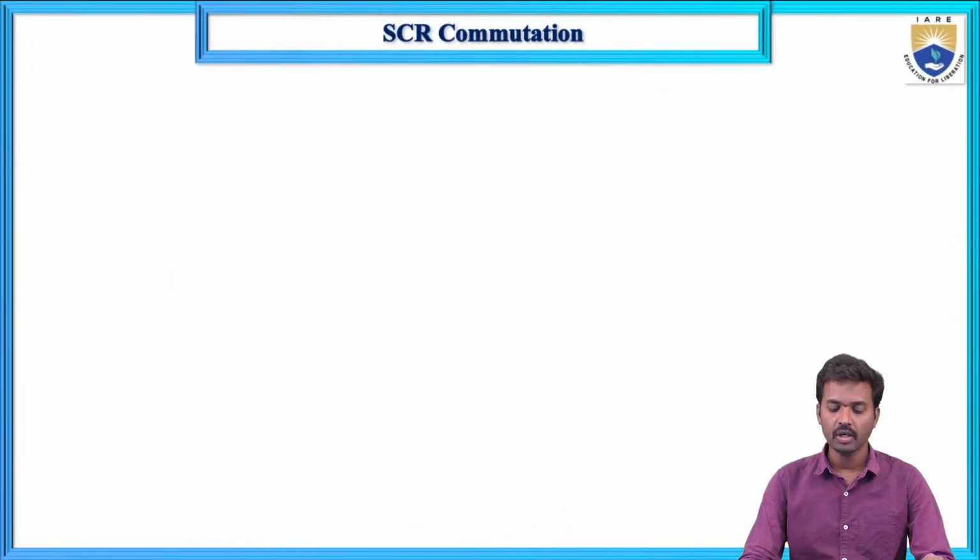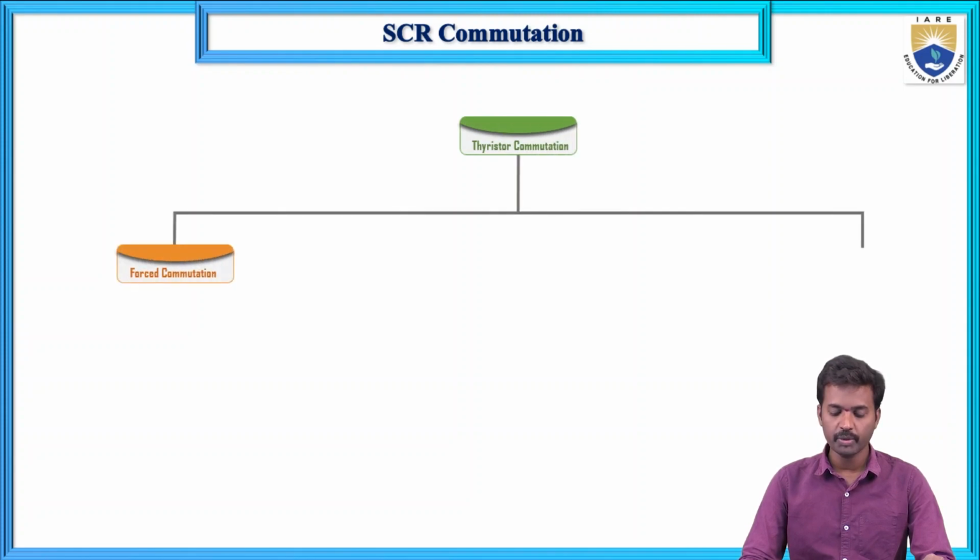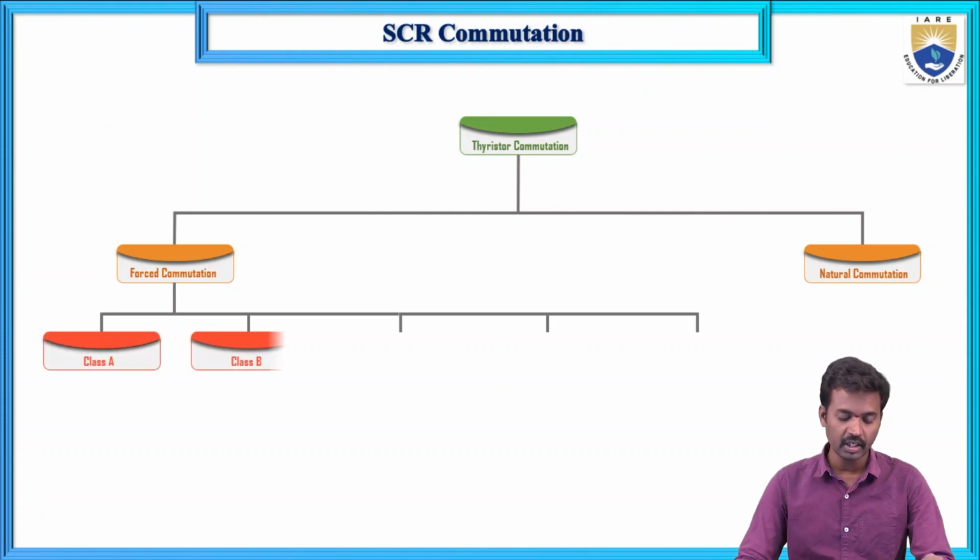As we know, commutation of SCR means the process of turning off the SCR. Here we have two types: forced commutation and natural commutation. Natural, if we give AC supply, that is natural commutation. If we give DC supply, that is forced commutation. Already we discussed Class A and Class B. Class A commutation is known as load commutation. Class B commutation is known as current commutation.